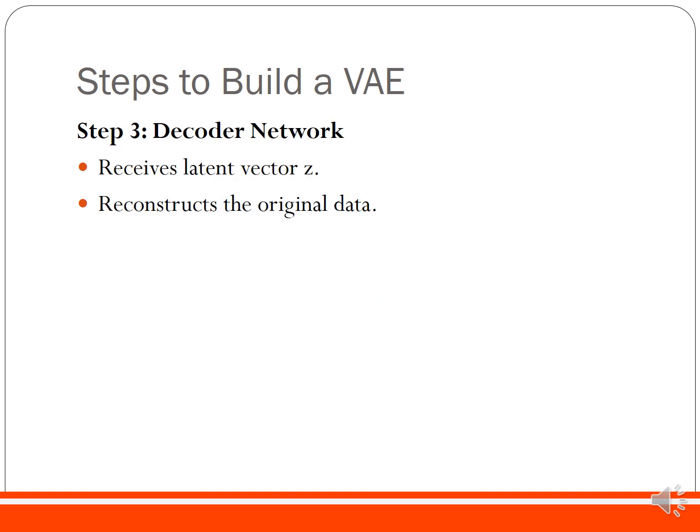Decoder network. The sampled latent vector Z is then passed to the decoder network. The decoder attempts to reconstruct the original input from the latent representation. The objective is to produce an output that is as close as possible to the original input. If the reconstruction is accurate, the decoder has successfully learned meaningful features.